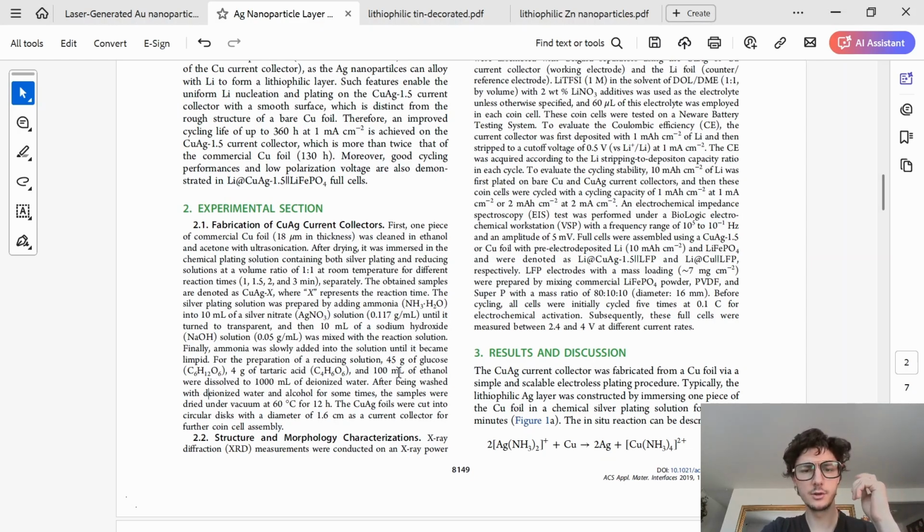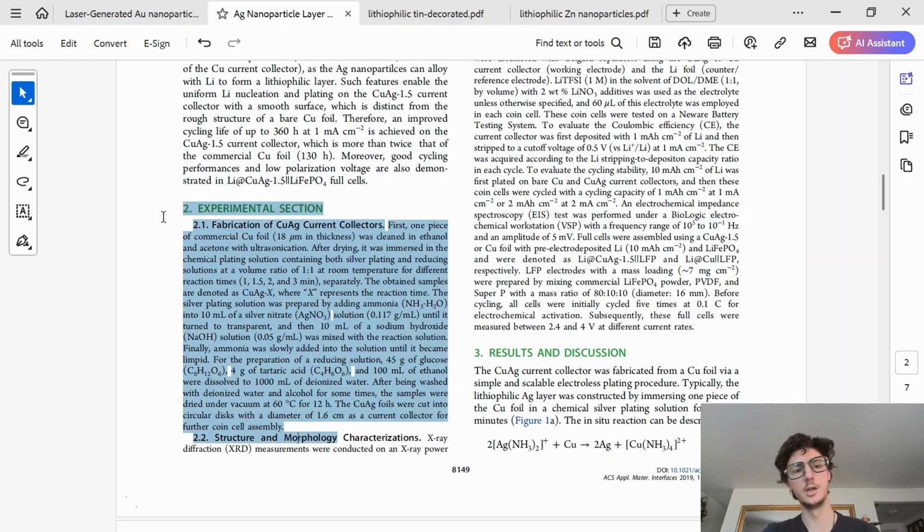For the preparation of reducing solution, 45 grams of glucose and tartaric acid, 100 milliliters of ethanol were dissolved into 1,000 milliliters deionized water. After being washed with deionized water and alcohol for some times, the samples were dried under vacuum at 60 degrees Celsius for 12 hours. The copper-silver foils were cut into circular discs with a diameter of 1.6 centimeters as a current collector for further coin cell assembly. Interesting.